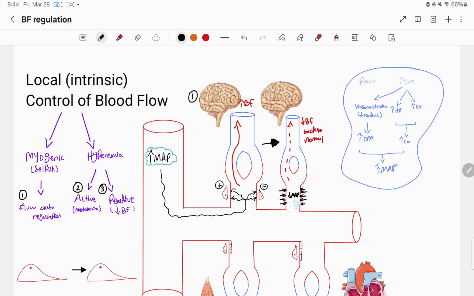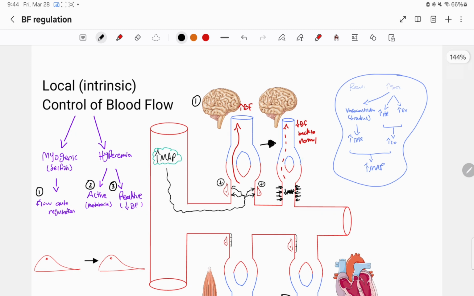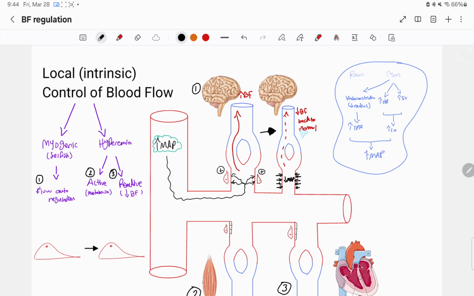And that's primarily due to the fact that the smooth muscle cells on these arterioles contracted and lowered the blood flow downstream to the capillary, right, which feeds the brain, bringing the blood flow back to normal. You can now see how this is called a flow autoregulation due to the myogenic response. Now, why did I say that this response is selfish?